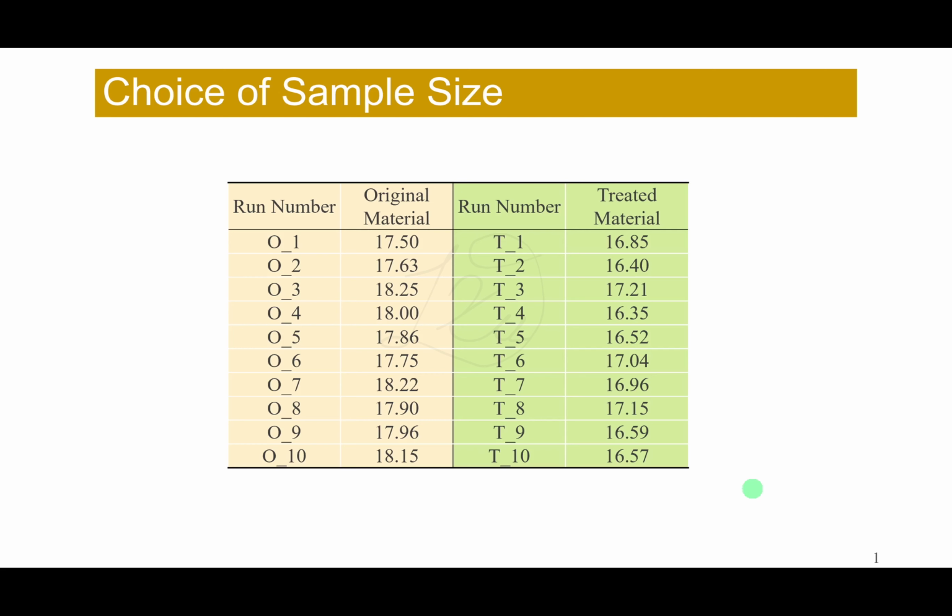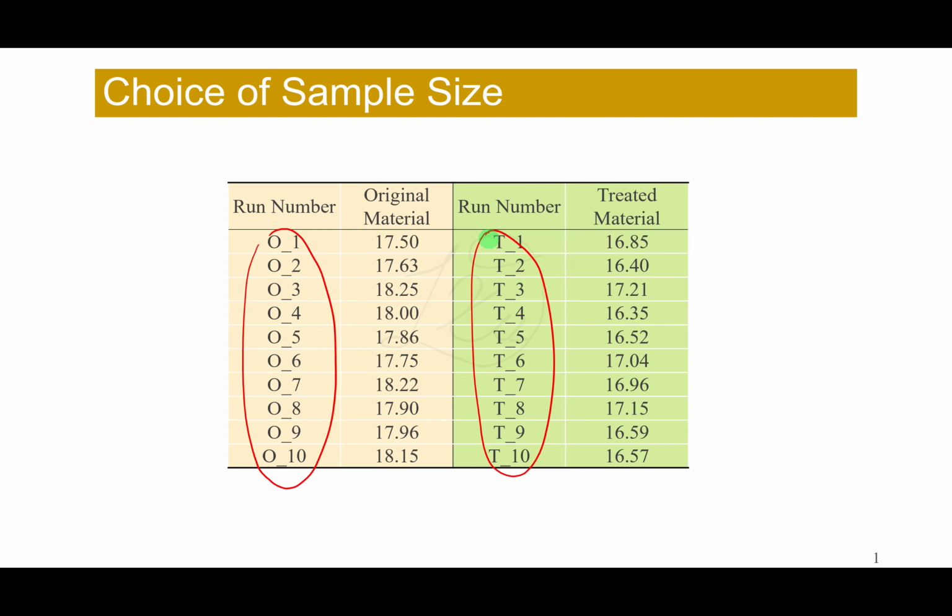In the compare of two means experimental example, for each material we have repeated the test for 10 times. So 10 tests for the original material and 10 tests for the treated material. But can we do only 5? Or do we need to choose an even larger sample size?